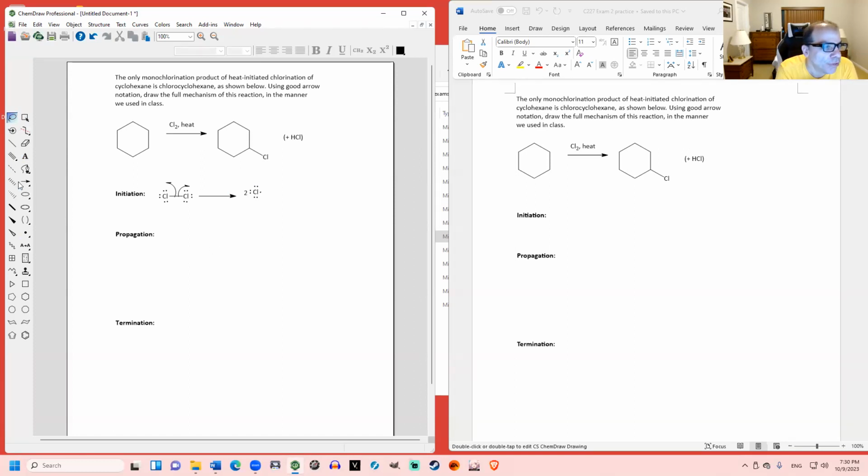And then in the propagation step, we start with the hydrocarbon we're given. It actually doesn't matter which of the hydrogens we take in this case, they're all the same. If they're not all the same, then you look where the halogen is in the product, and that will show you which hydrogen to take. You take whichever hydrogen leads to formation of that halide product. Here it doesn't matter since it's cyclohexane and they're all the same.